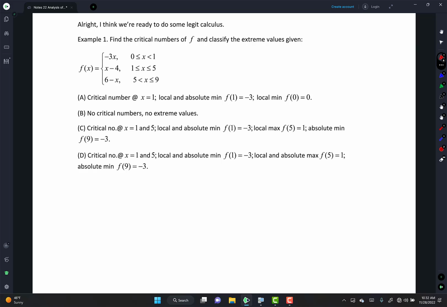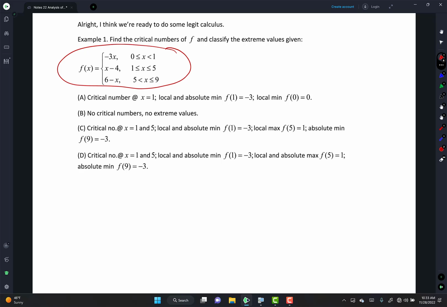It says find the critical numbers of f. All right, guys, focus. Find the critical numbers of f and classify the extreme values given by this function. For something like this, I would not be taking derivatives. I would just literally graph this. Why? Because look, they're all linear lines. So I can see that at 1 and at 5, because the slopes are different.